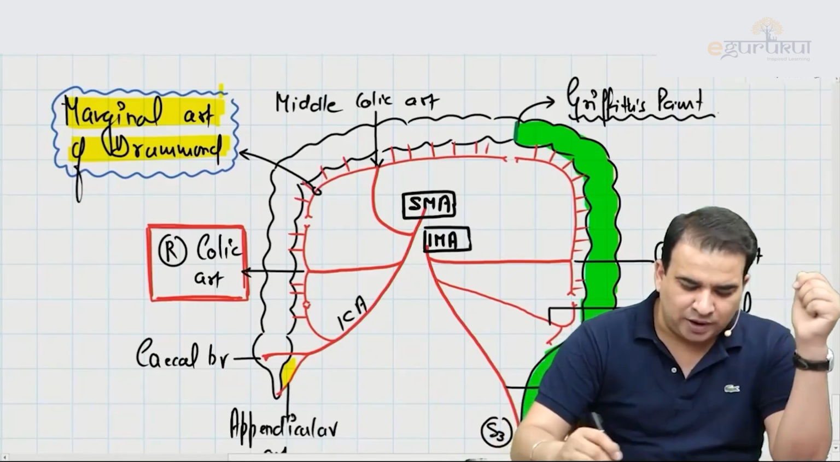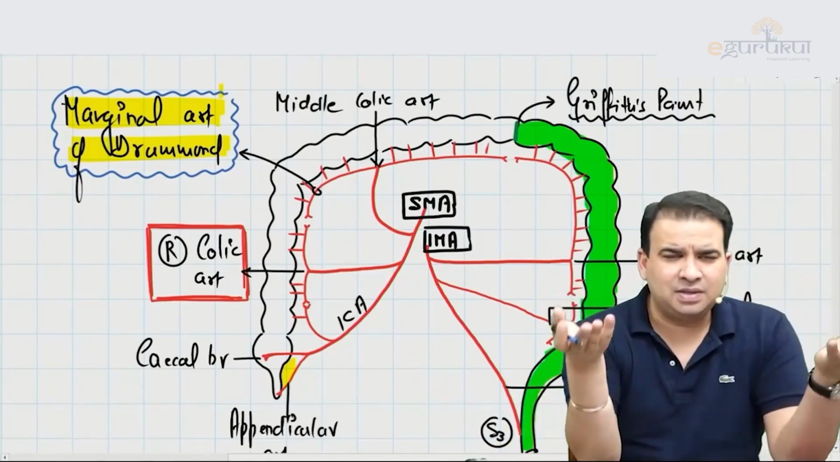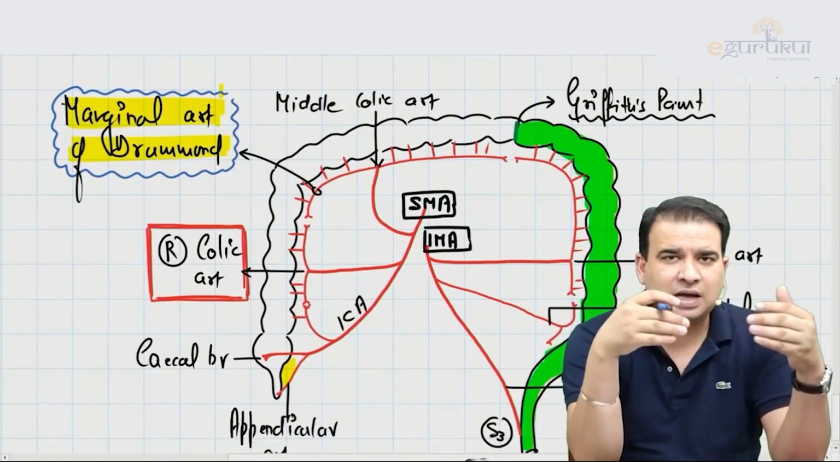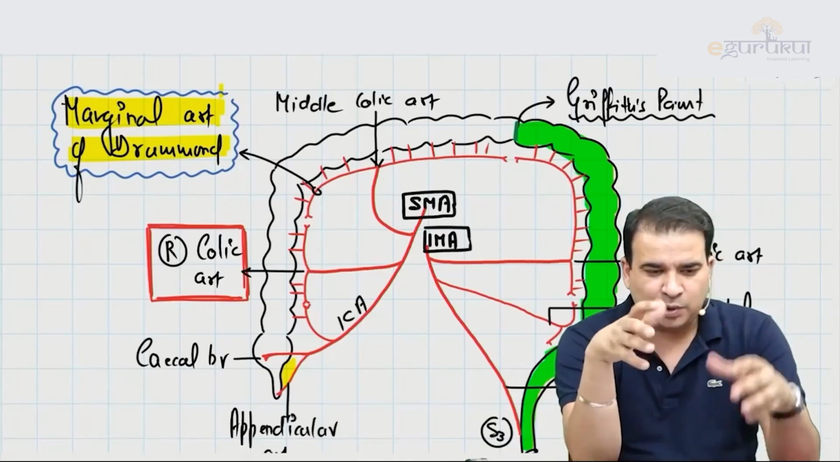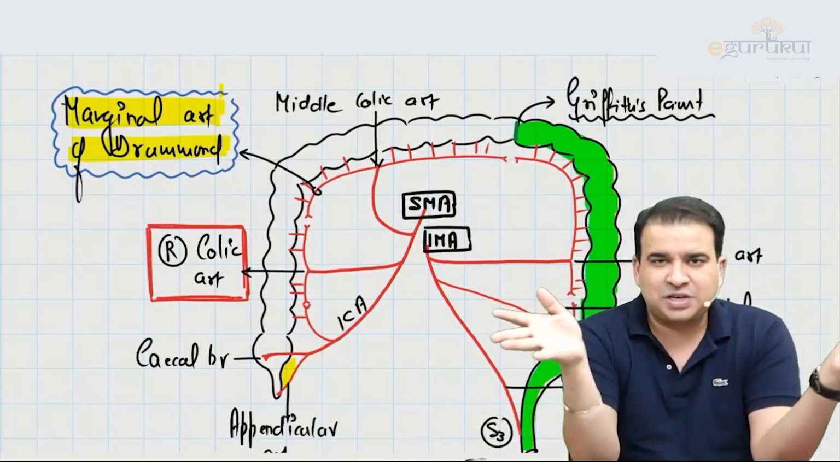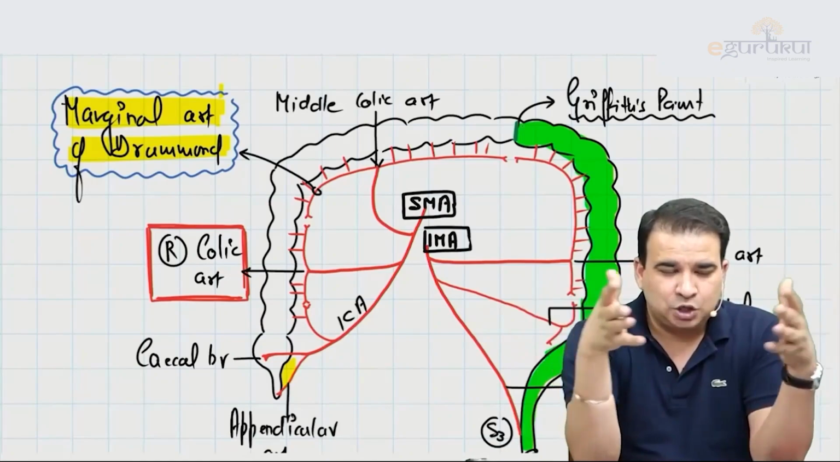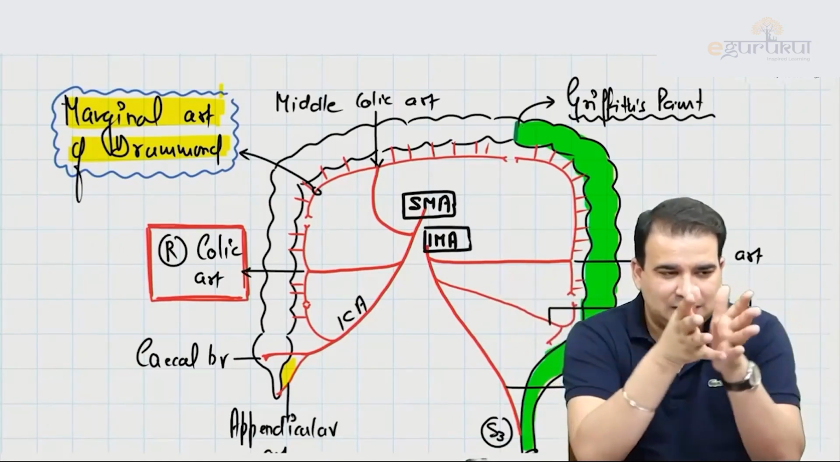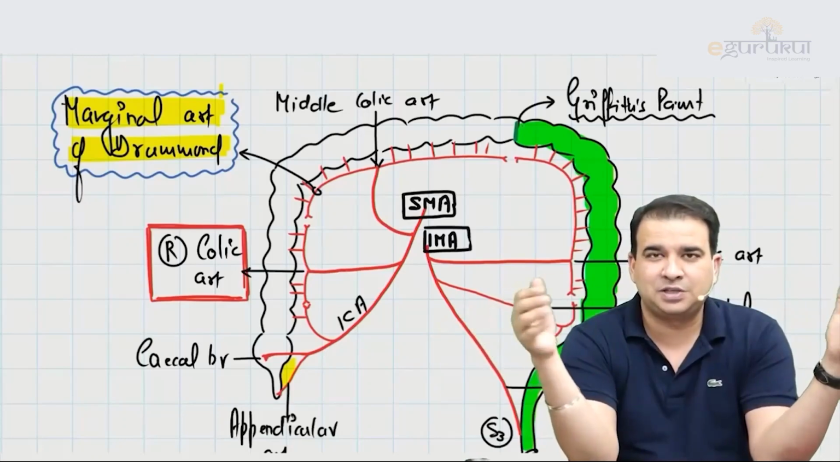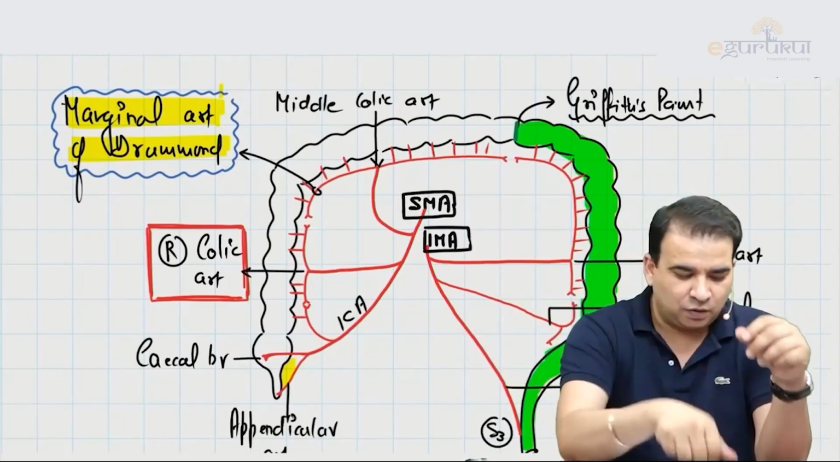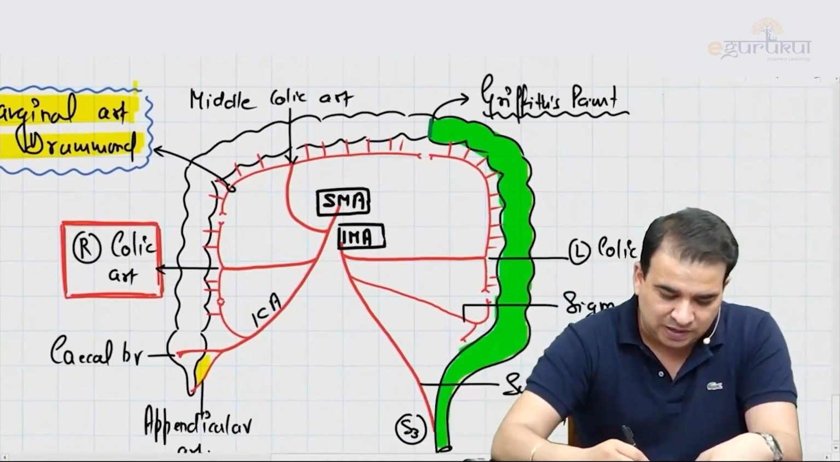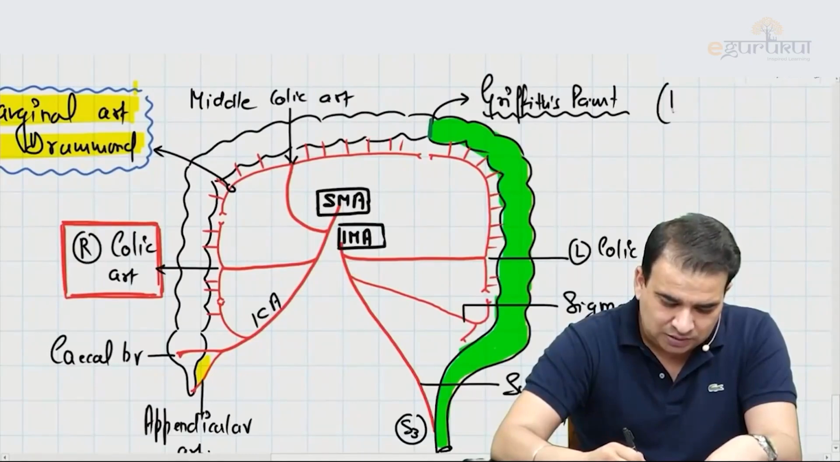And this Griffith's point is a watershed area. If the marginal arteries are coming till there, let's say not supplying this region here, that is Griffith's point. And this is called a watershed area, guys. You will see the blood supply is separate from here. You will see the lymphatic drainage in the opposite direction. You will see the venous drainage also in the opposite direction here. So we call it the watershed area. The splenic flexure of the colon is the watershed area. That is a watershed zone.